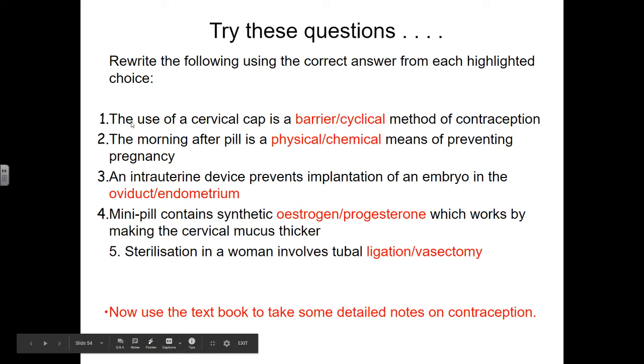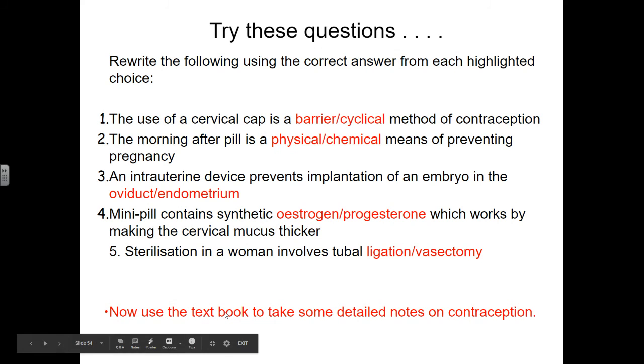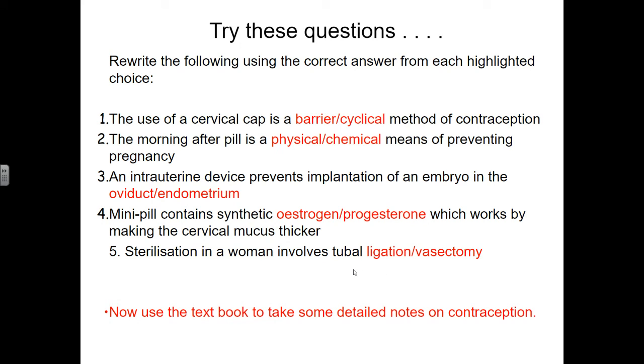Okay, you can have a go at these questions. The use of a cervical cap is a barrier or cyclical method of contraception. The morning after pill is physical or chemical. An intrauterine device prevents implantation of an embryo in the oviduct or endometrium. The mini pill contains synthetic estrogen or progesterone. Sterilization of women involves tubal ligation or a vasectomy. Now use your textbook or what I've just told you to try and work that out.